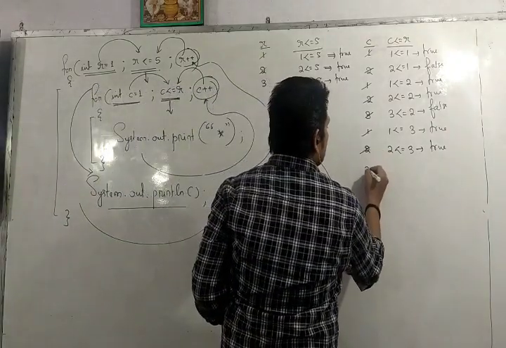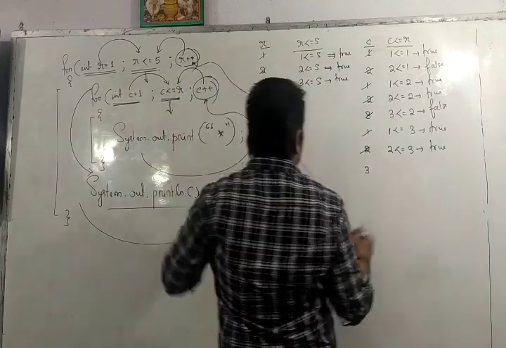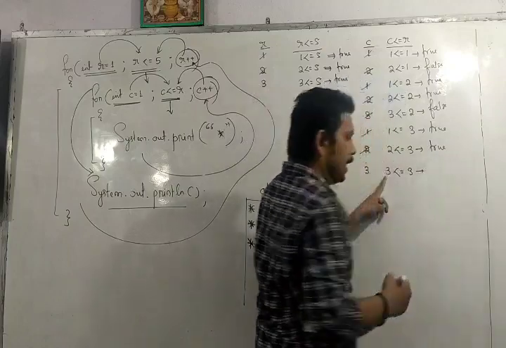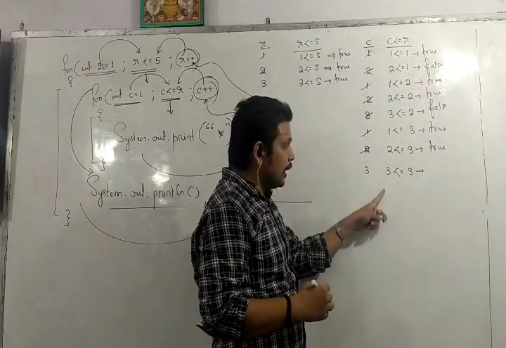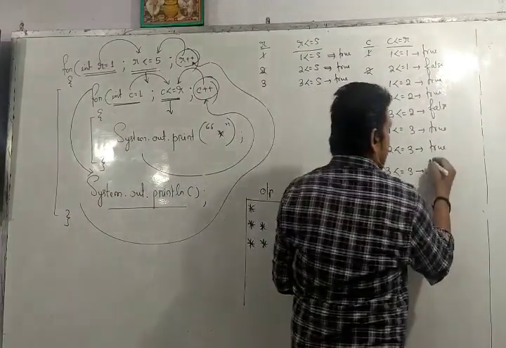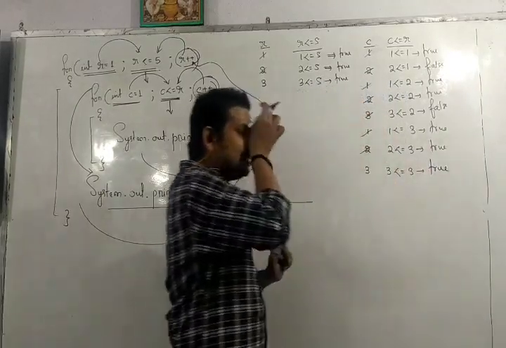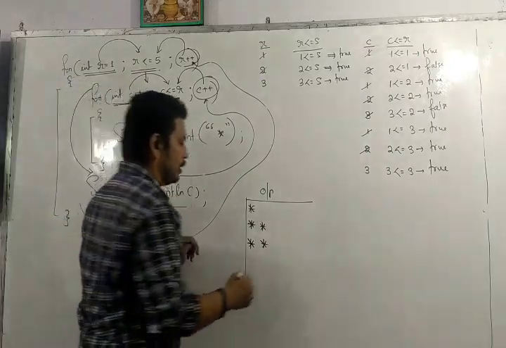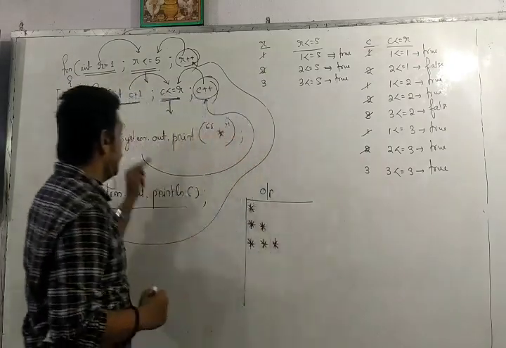Again C++ means 3. 3 is less than equal to R. 3 is less than equal to 3. See, 3 is less than 3? No. 3 is equal to 3? Yes. If any one condition is yes, then it is true. If it is true, then print star. Okay, print 1 star. Then C++.